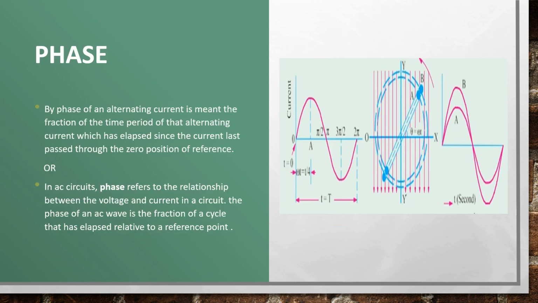By phase of an alternating current is meant the fraction of the time period of that alternating current which has elapsed since the current last passed through the zero position of reference. Or, in AC circuits, phase refers to the relationship between the voltage and current in a circuit. The phase of an AC wave is the fraction of a cycle that has elapsed relative to a reference point.